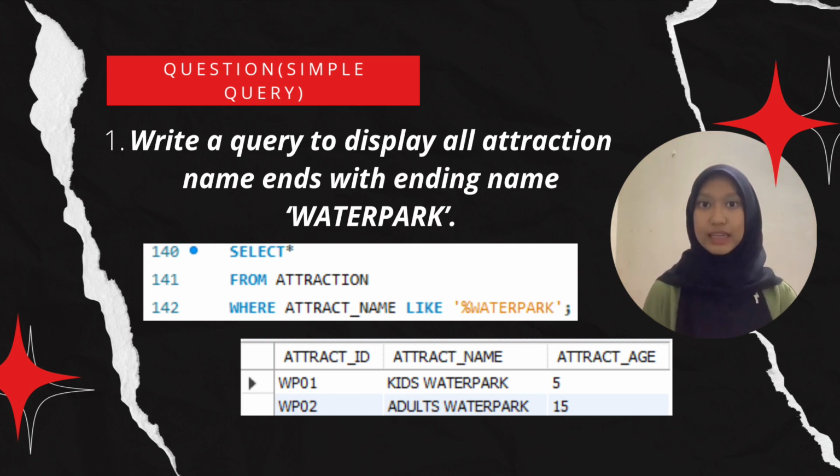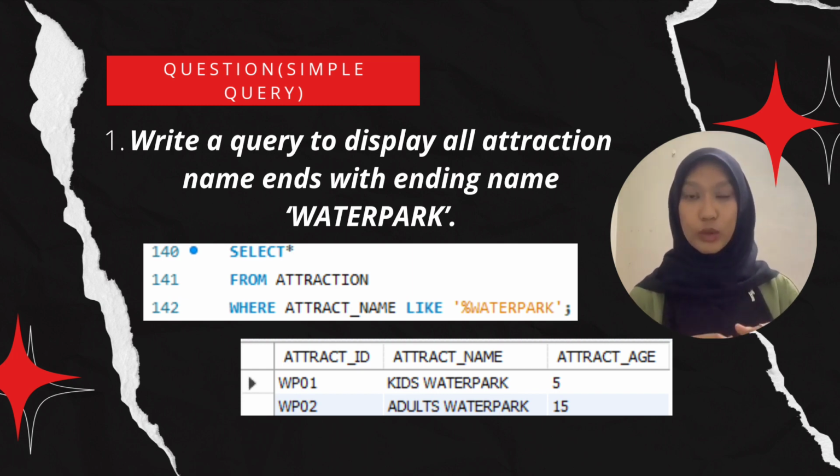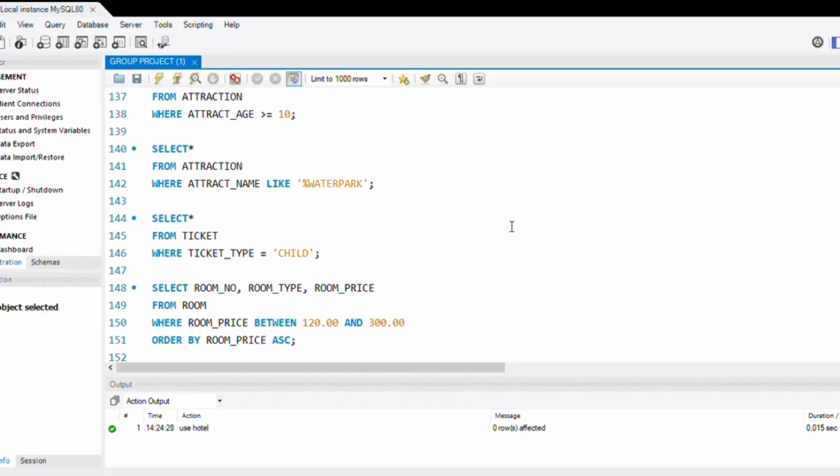The next question asks to write a query to display all attraction names ending with waterpark. So here on the slide is the command to answer the question and also the output.